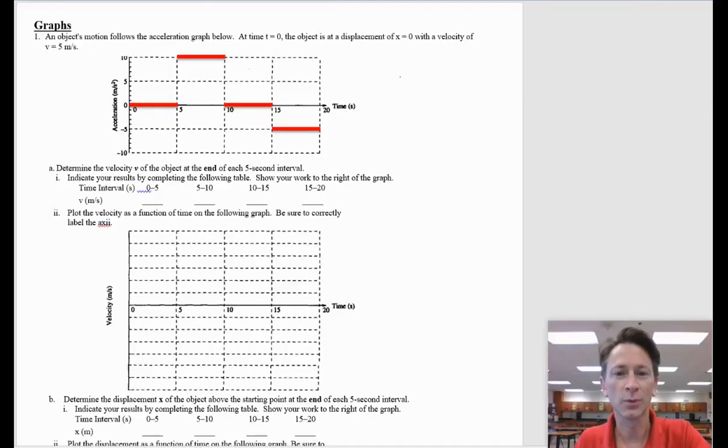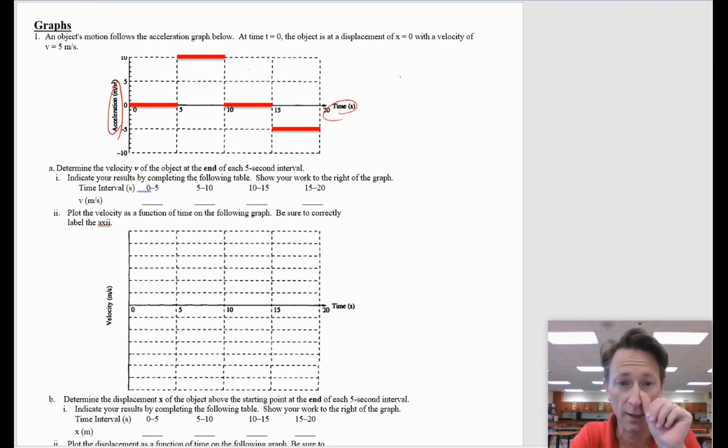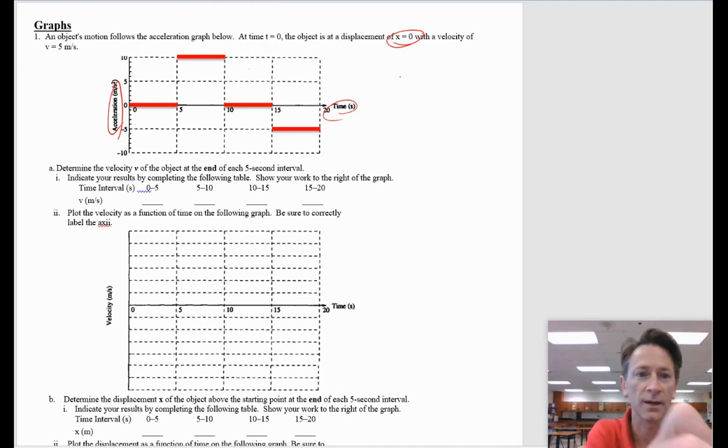So the first example, let's talk graphs. An object's motion follows the acceleration graph below. So you can see that this is an acceleration versus time graph. And we can tell because of the flat lines that this is a constant acceleration, which means our velocities will either have diagonal lines or they'll have flat lines. At time 0, the object is at a displacement of x equals 0. So it has an initial velocity of 5 meters per second.